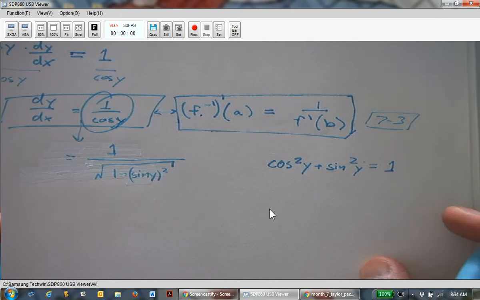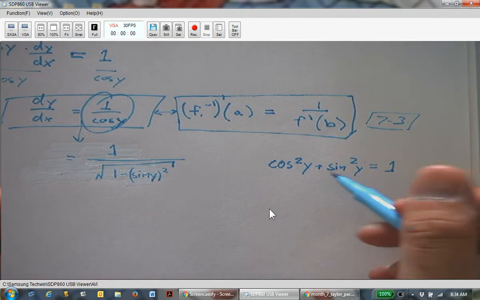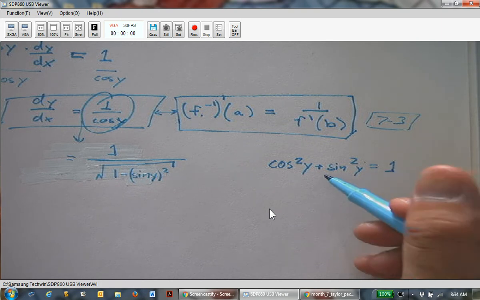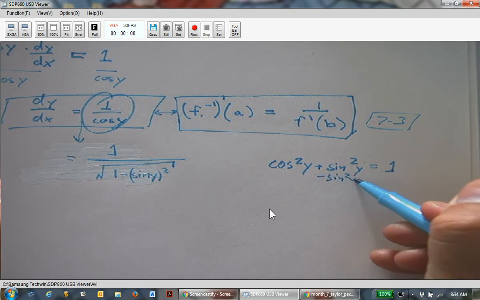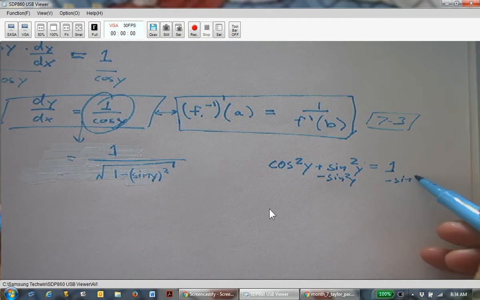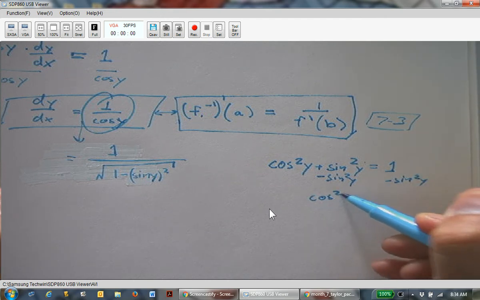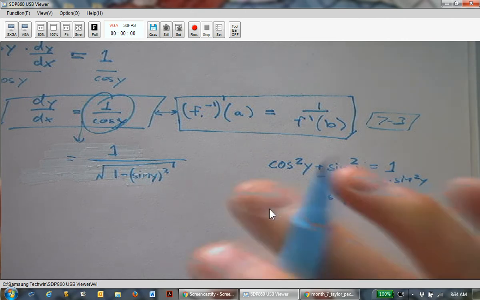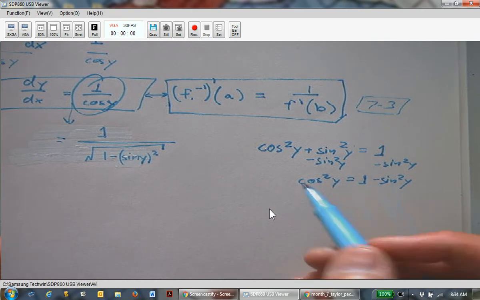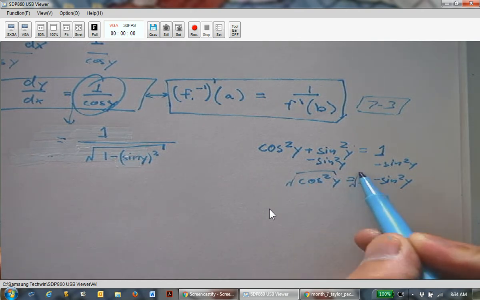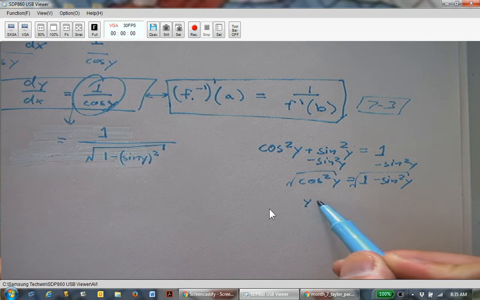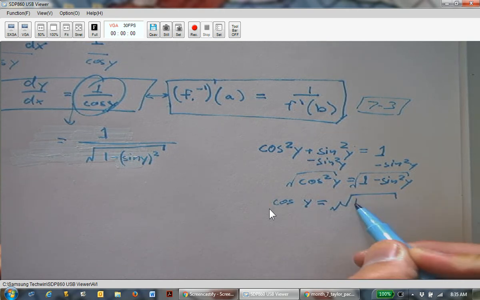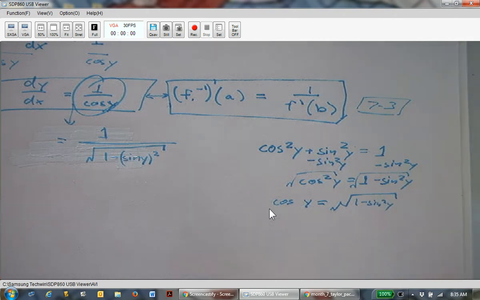Okay, so we have this trigonometric property. Then you subtract sine squared, so cosine squared y equals 1 minus sine squared y. Then you have to take the square root of that. All right, I'm just following exactly what you're telling me to do. So now we're left with cosine y is equal to the square root of 1 minus sine squared of y.